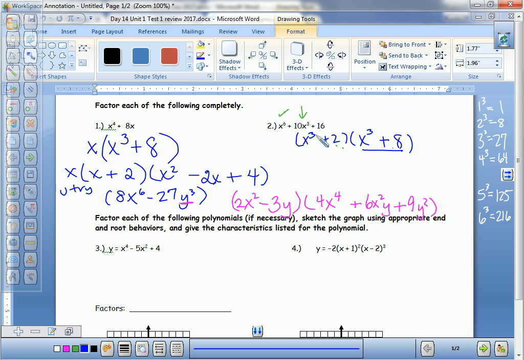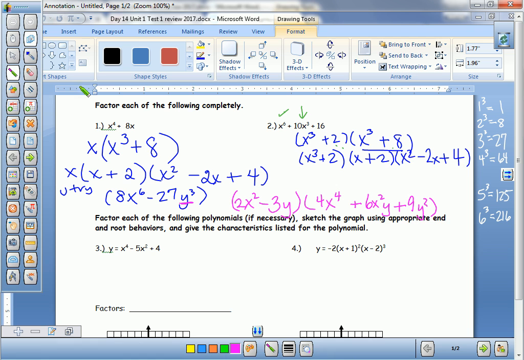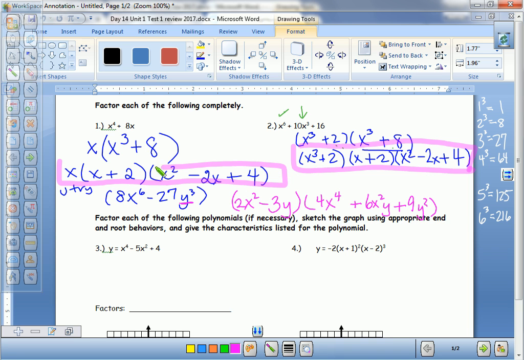So this won't factor anymore, it's done, so we can just copy it down. But this factors further. This is a perfect cube, this is a perfect cube. It is a sum of cubes. So same, opposite, always positive. The cube root is x, the cube root is 2. We square the first one, we do the product of the two, and then we square the last one. So that is the correct answer. This is your correct answer to number 2. This was the correct answer to number 1.